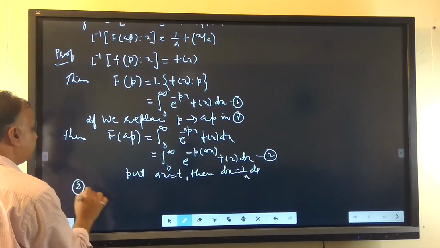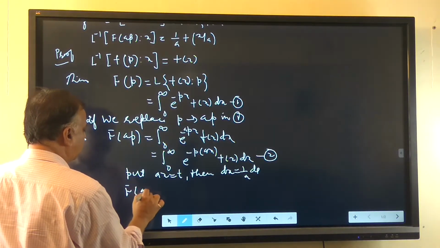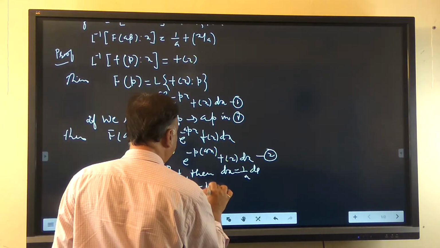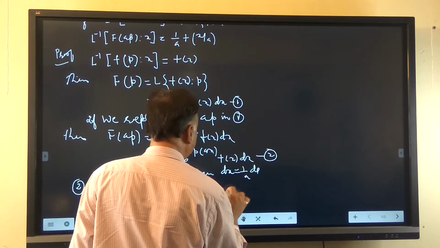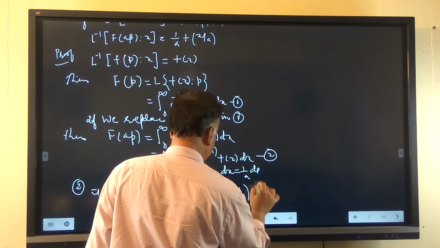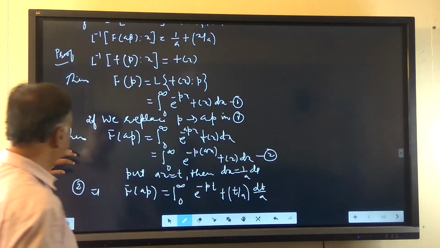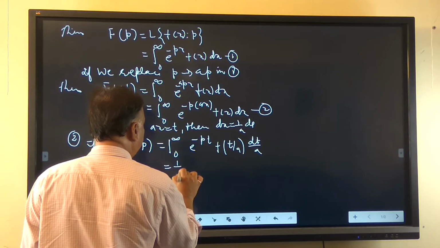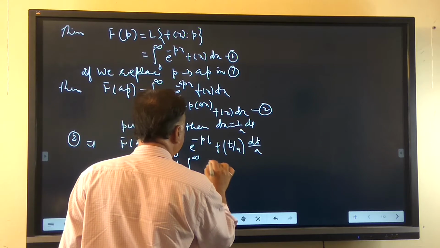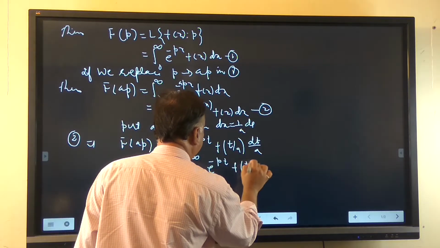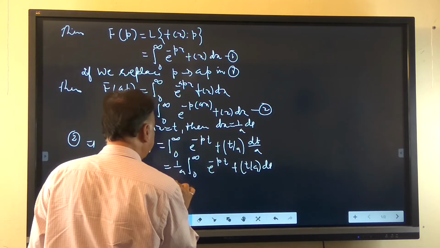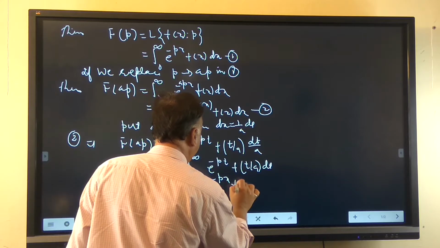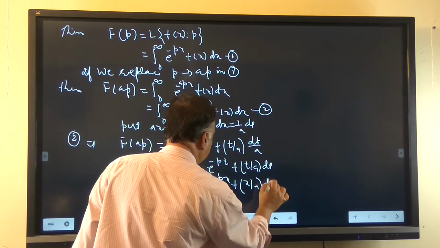Then (2) implies F(ap) is equal to the integral from 0 to infinity of e raised to minus pt f(t/a) dt/a, or the right hand side is equal to 1/a times the integral from 0 to infinity of e raised to minus pt f(t/a) dt, or we can write this as 1/a times the integral from 0 to infinity of e raised to minus px f(x/a) dx.